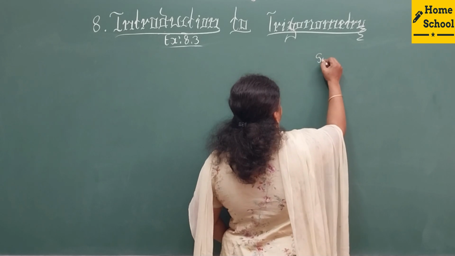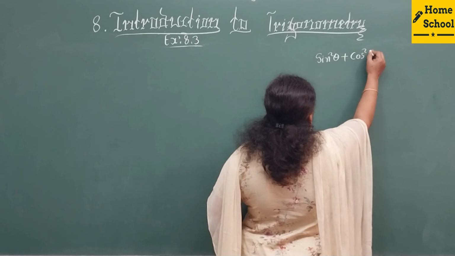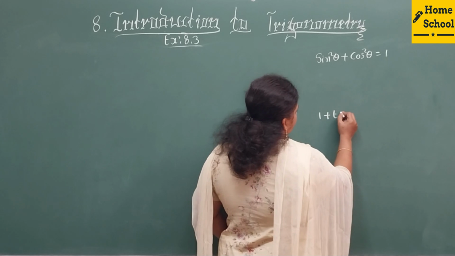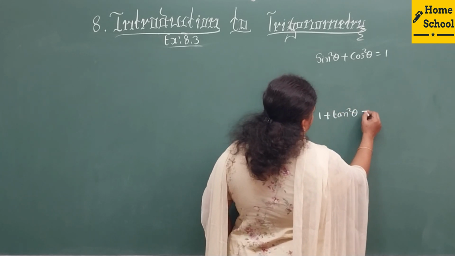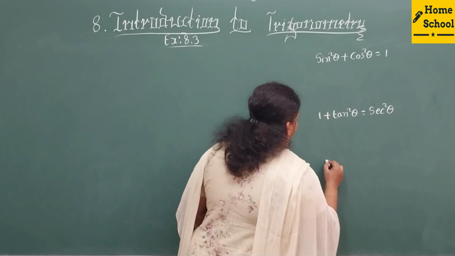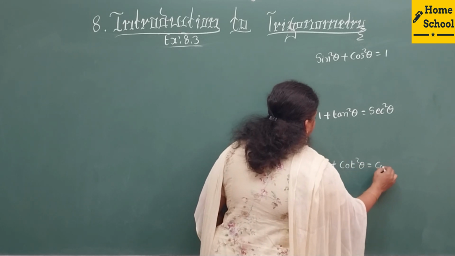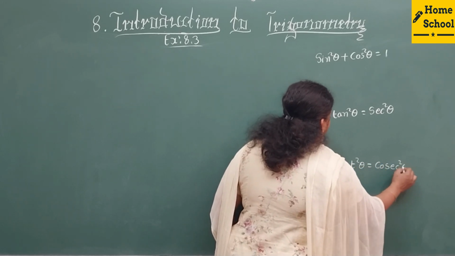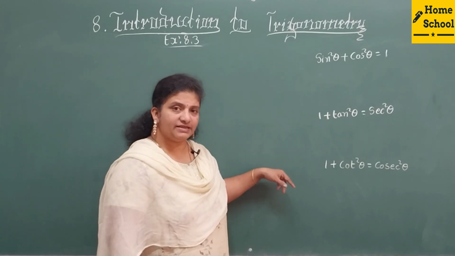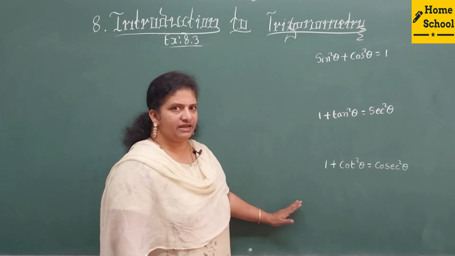That is sin square theta plus cos square theta is equal to 1. 1 plus tan square theta is equal to secant square theta. 1 plus cot square theta is equal to cosecant square theta. If you know these three identities, you can rewrite these three in the form of 9 identities. Right? First, remember these three carefully.